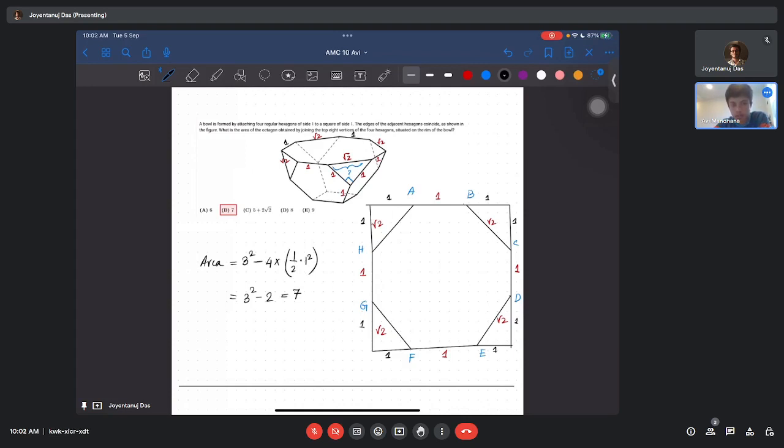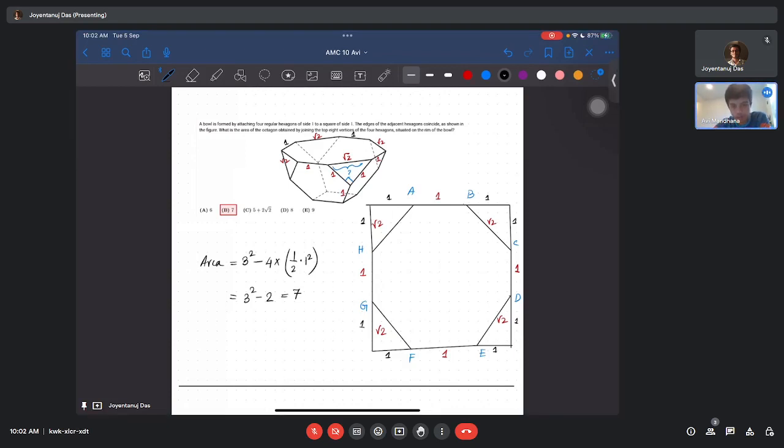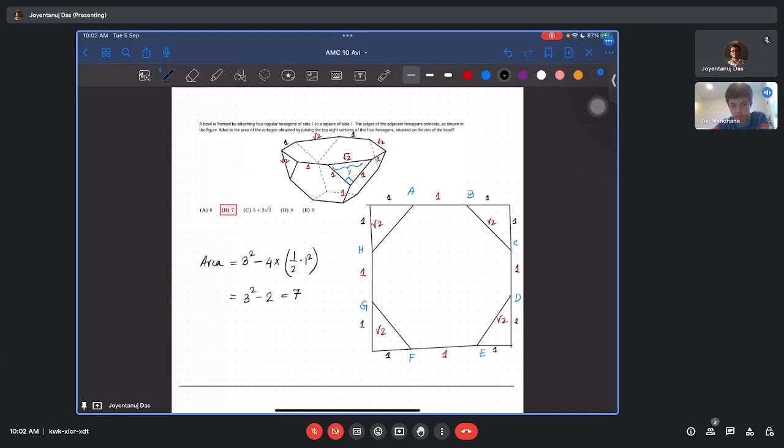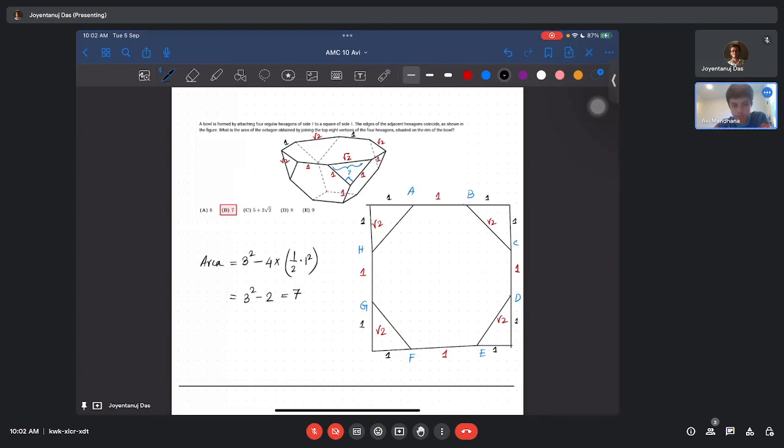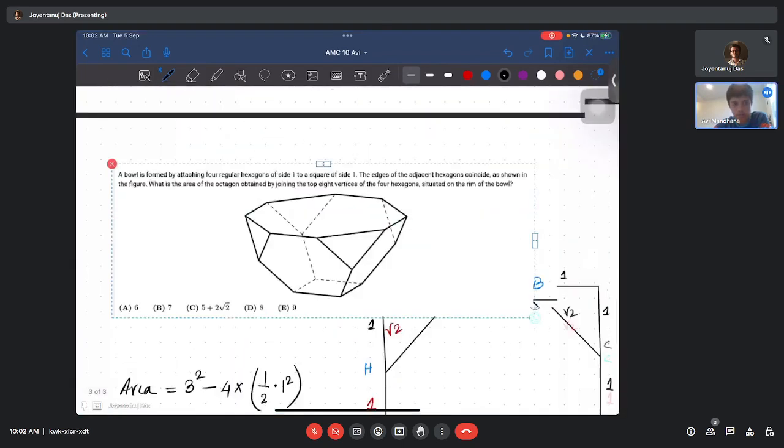Can we go over 22? Yes, yes, 22 you can do. Okay, let me copy the question. So this was problem 21, right? This is problem 20.